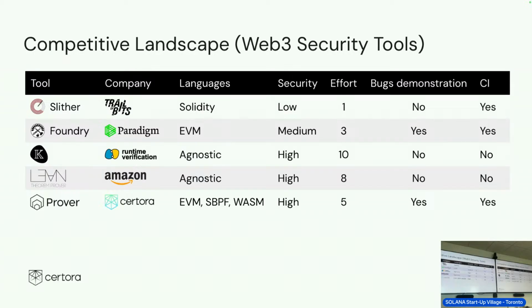Foundry and other fuzzers, including the one by Asymmetric Research, are good. This is for EVM, but you can of course do it for Solana. They give you security. It's easy to use, but harder than Slither because you have to write properties to get a useful result.